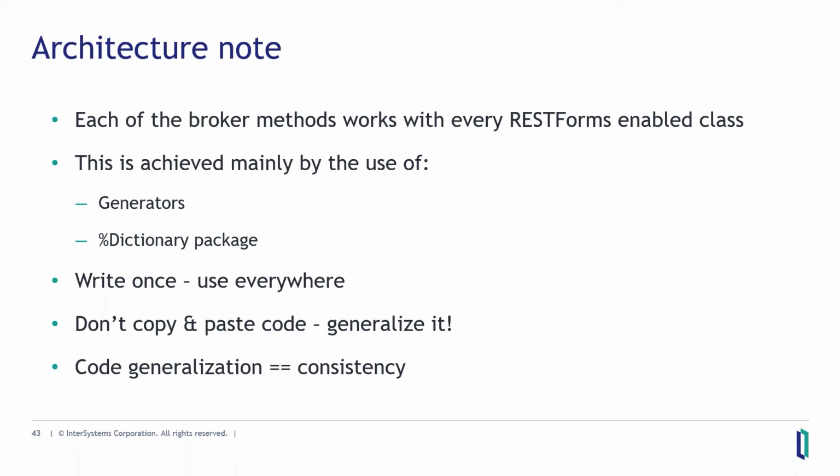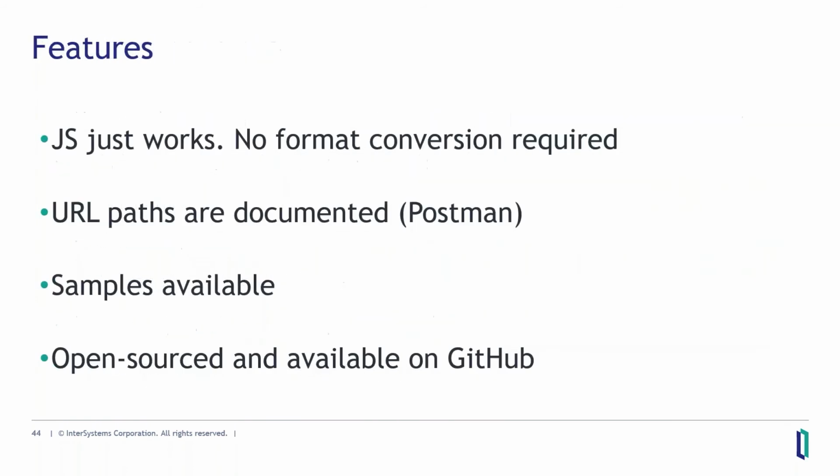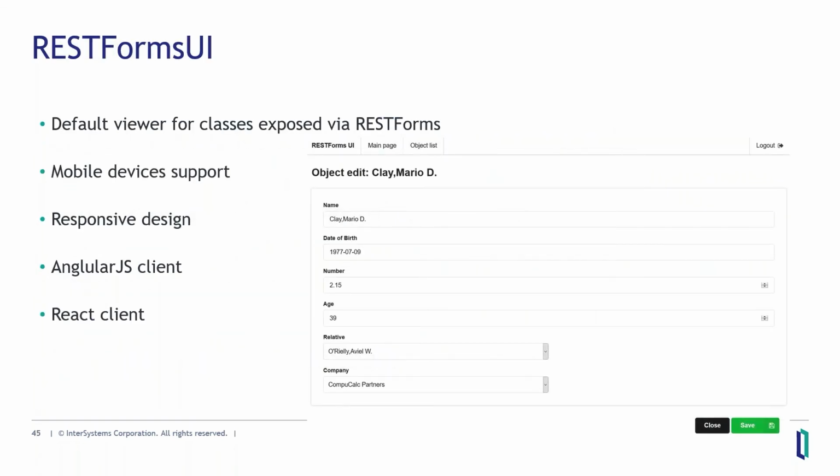If you're using REST Forms or something similar, if you're getting users and you're getting points of sale, where they're retrieved by the same interface, you're just changing the class, and so it's all consistent. Some features: it works with JavaScript, there is documentation via Postman and GitHub. Samples are available, it's all open sourced, and there are several clients available in AngularJS and in REST. It's with mobile device support, responsive design, and so on.